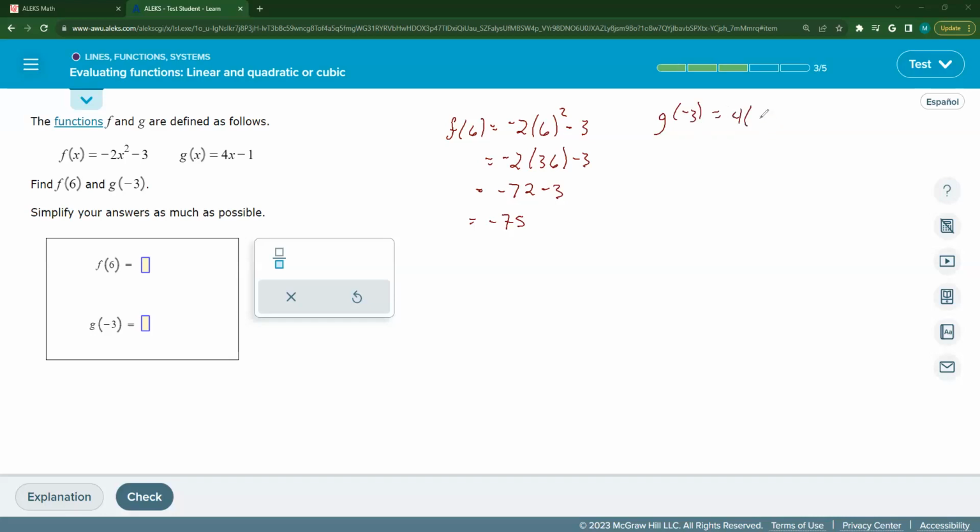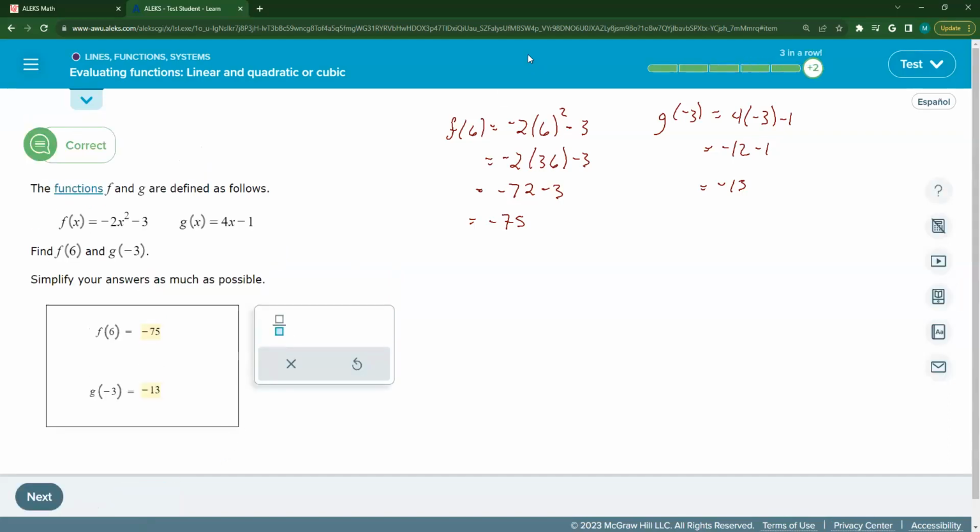4. Instead of the x, I'm going to put the -3, minus 1, negative 12 minus 1, negative 13. All right. Hopefully we've done our arithmetic correctly, and we will be able to move on to the next video.